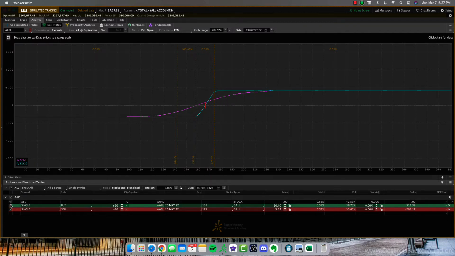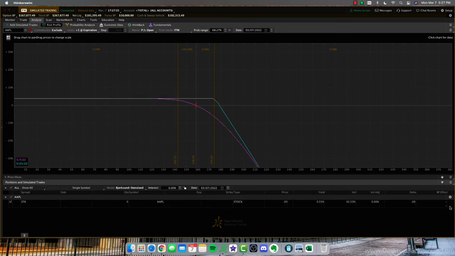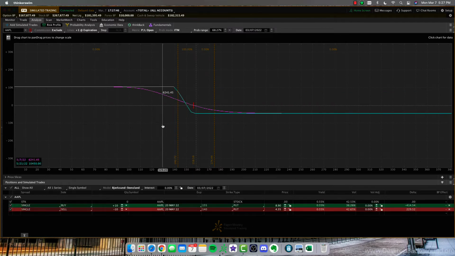So it's the same thing with puts as well. I'm going to clear these out. And now you can see that I have the puts pulled up here on the screen, and now we can see that the max I'm going to make here is 10,450 right here on this top one. The max I can lose is 4,500. That's because I have my short option, my short put option, limiting my losses, right? Does that make sense to you guys? You can see it right there.